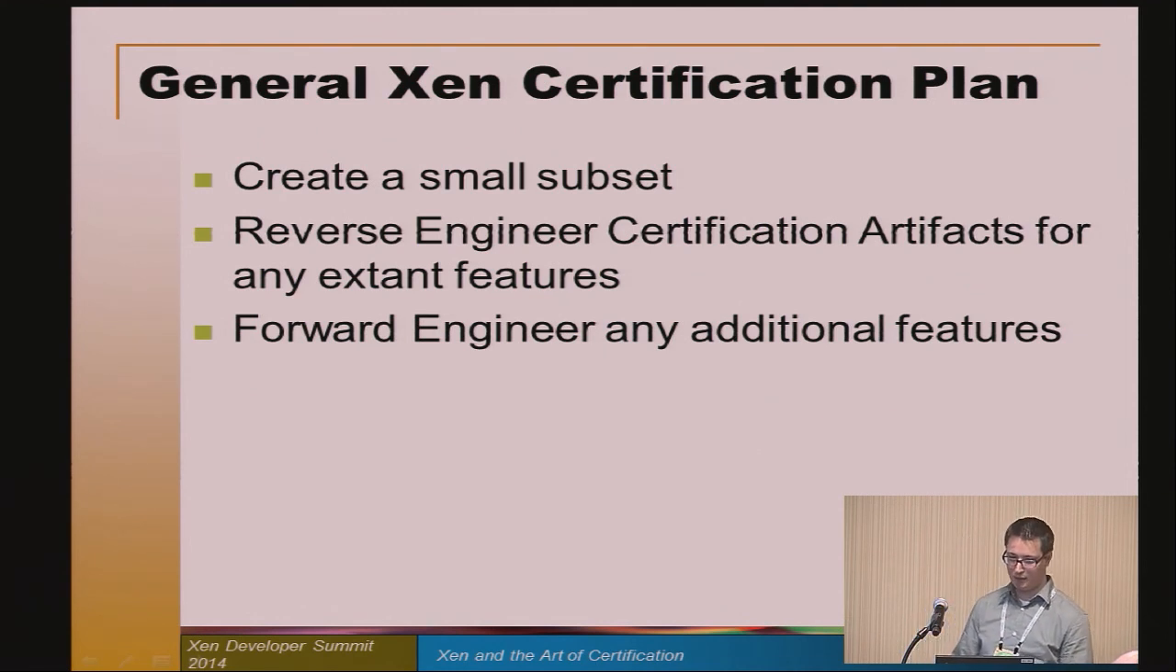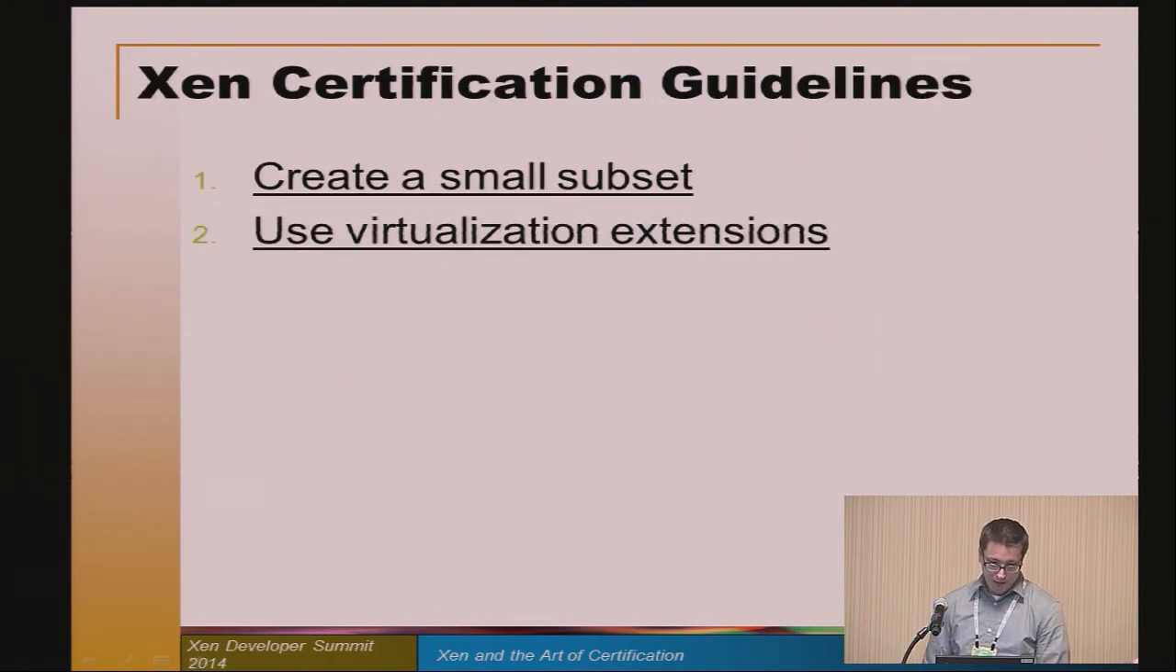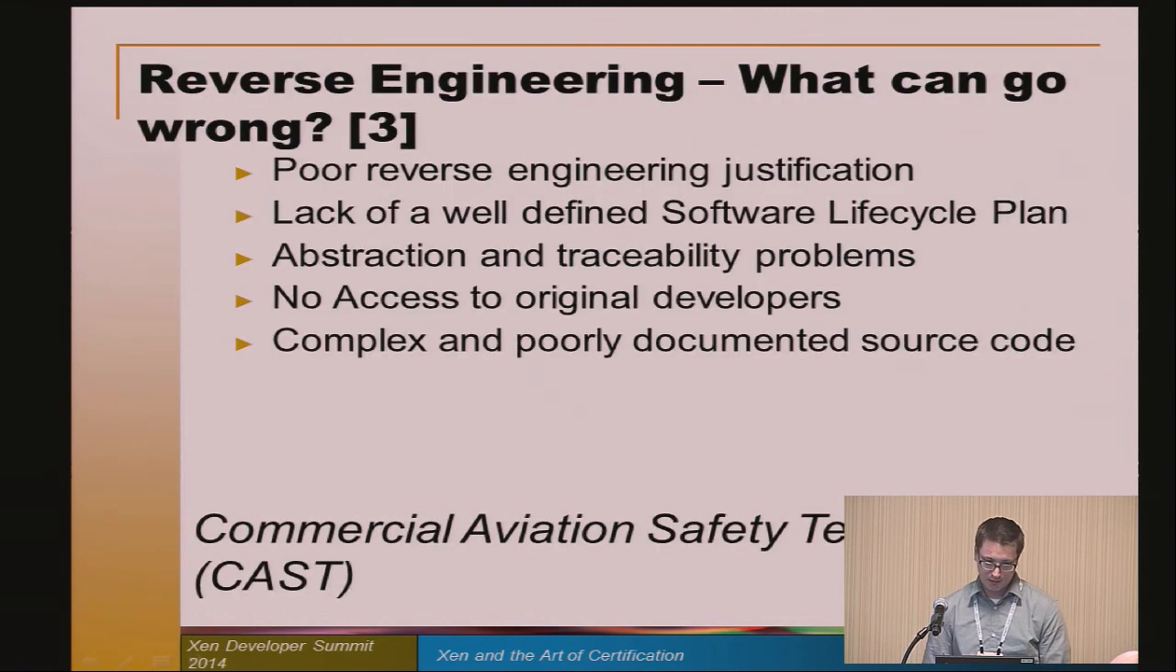The next step would be reverse engineering any certification artifacts for features that already exist. This has some difficulties that we'll talk about later as well. And then obviously forward engineering any new features. And then this is interesting since we're working on an open source solution like Xen. We would like to be able to push those out to Xen as long as they fit with the path. And then again, on the same thing of reducing code base size, we'd like to use virtualization extensions. So you want to rely on the hardware as much as possible to really limit the size of your code. I'll put it back to Nate.